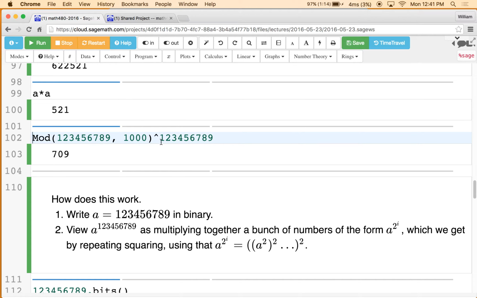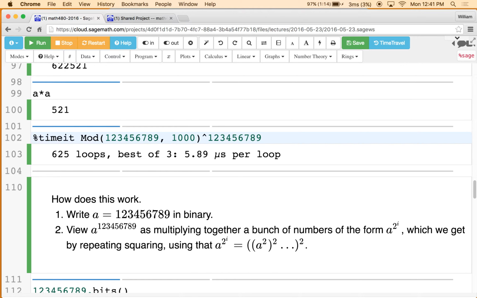See? Try it with timeit. It's just a few microseconds. So it's very, very fast. And this holds in a lot of generality. This is just mod 1000, so you might not be convinced.